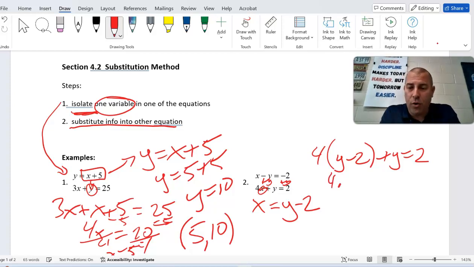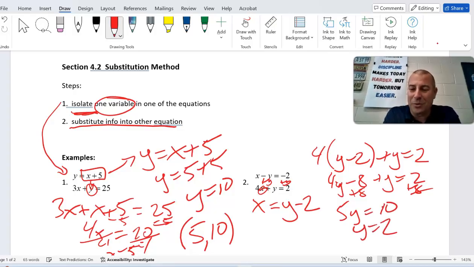So 4y minus 8 plus y equals 2. The 4y with the y, so that's a 5y. Let's add the 8 over. There's a 10. 5y equals 10. Hey, y equals 2. All right. Go back to the original problem there.